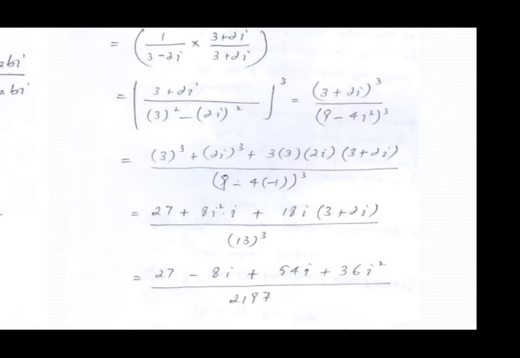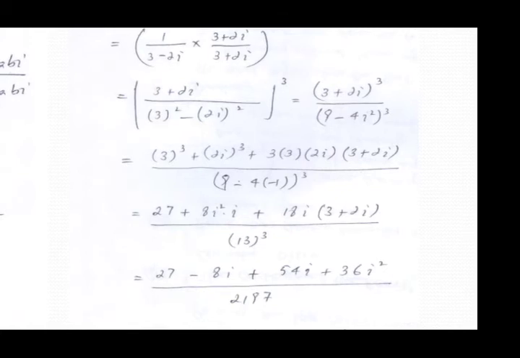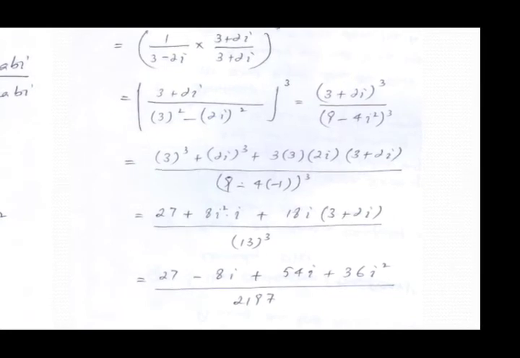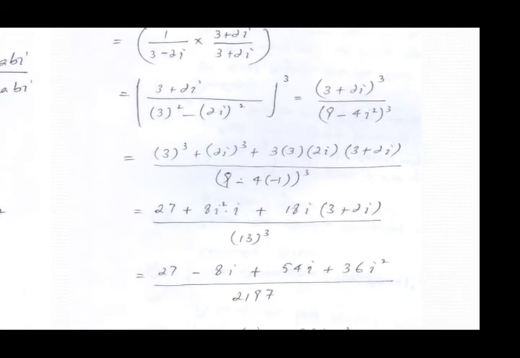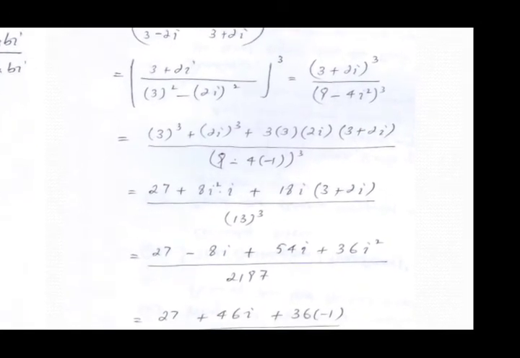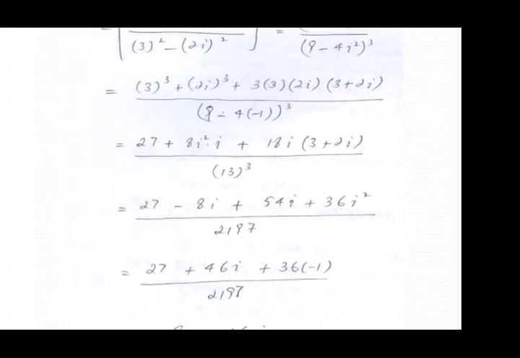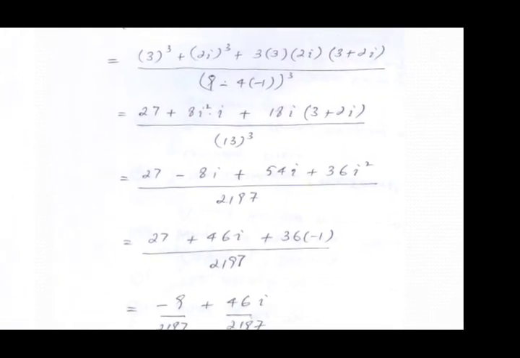Cube of 2 is 8, cube of 3 is 27, cube of iota is iota square and iota, and at the last term we apply the distributive property, multiply these values in the bracket, and in the denominator we get 13 whole cube, which is 2197, and then simplify it.